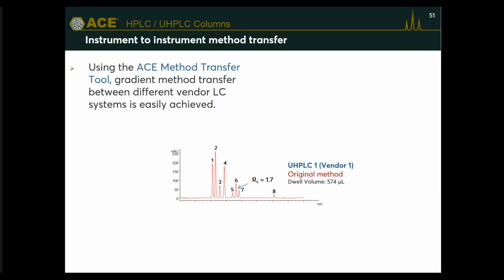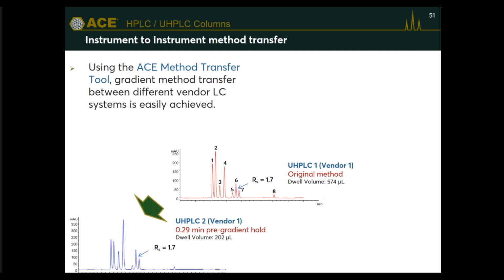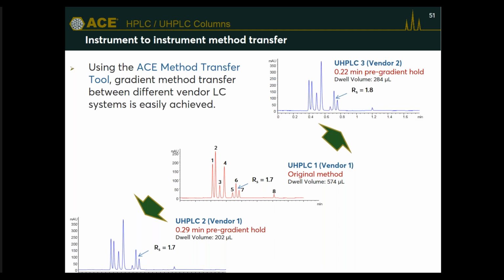So here is our original separation on a quaternary system. If we go to the same vendor instrument, but a binary system, so a lower dwell volume, you can see with an adjustment of 0.29 minutes, we have the same chromatography. It's quantitatively transferred. If we go to a different vendor, so this is a different UHPLC instrument now, it has a different dwell volume. We make the adjustment to the gradient table.